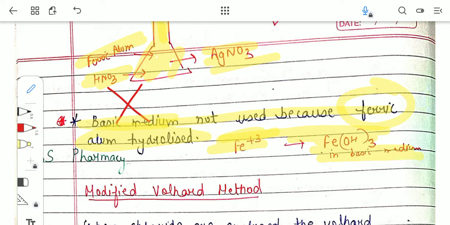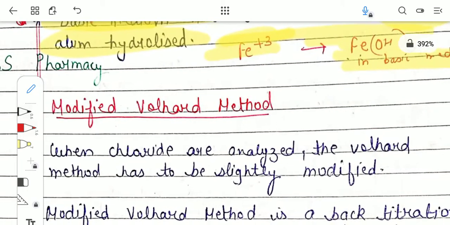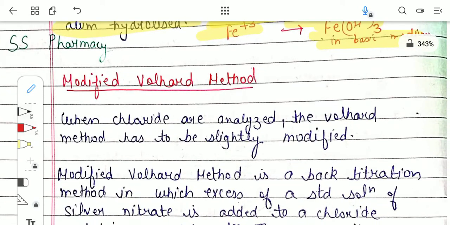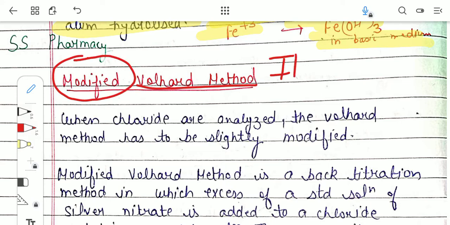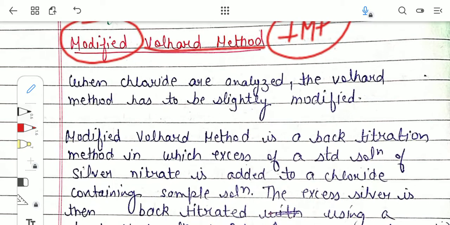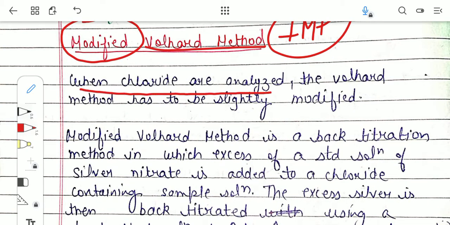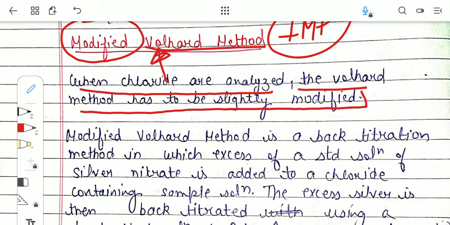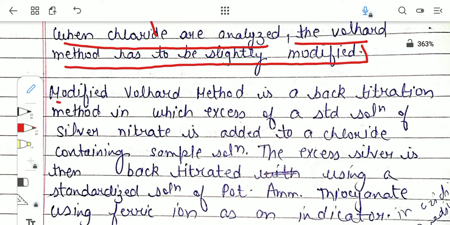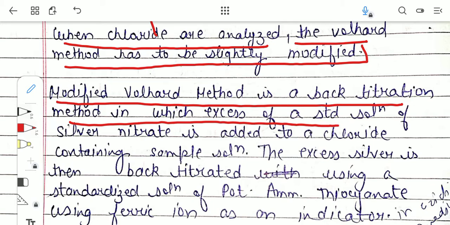Acidic medium is a must. Now let us begin with the modified Volhard's method. Up to now we talked about Volhard's method, so here we will talk about the modification which we make in Volhard's method, which is also an important topic. When chloride ions are analyzed, the Volhard method has to be slightly modified, and that is known as the modified Volhard method. So what do we do? The modified Volhard method is a back titration method in which excess of a standard solution of silver nitrate is added to a chloride containing sample solution.